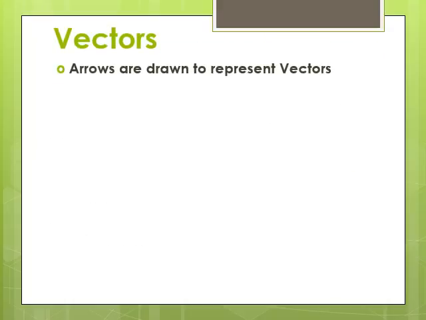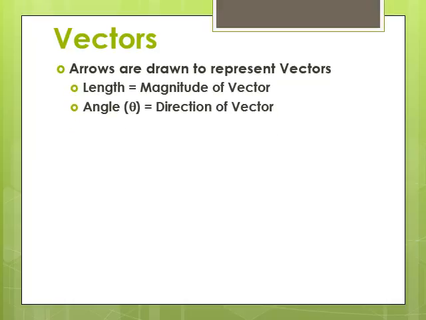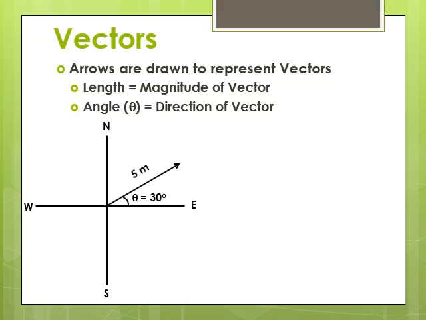Vectors are represented with pictures. We use arrows and draw those to represent the vectors, and the length of the arrow refers to the magnitude of the vector, meaning how much, and then the angle refers to the direction. So here we have north, south, east, and west, and then we have our vector, which is a magnitude of 5 meters and an angle of 30 degrees. Now if I had another vector that was 10 meters, I would expect that vector to be twice as long because the length of the vector represents the magnitude of the vector.